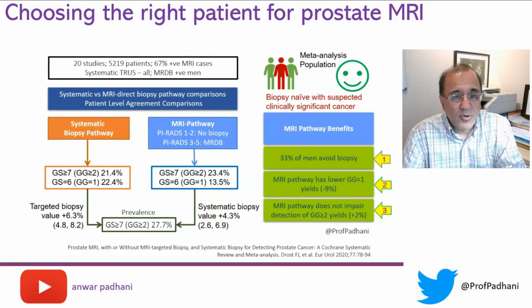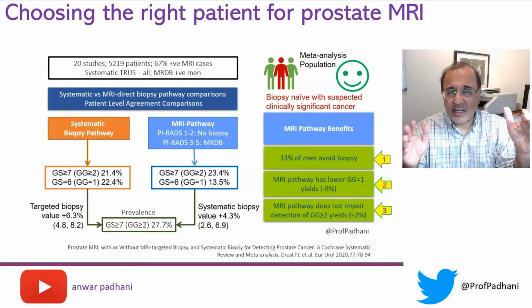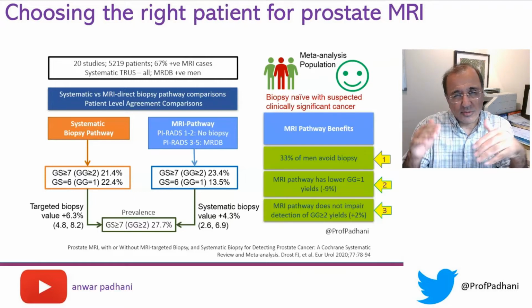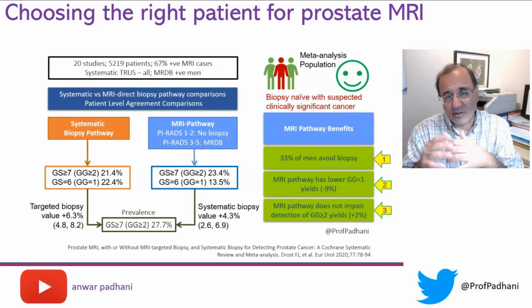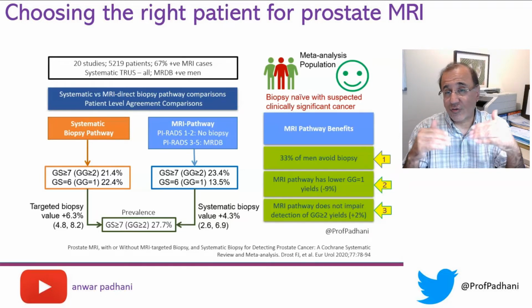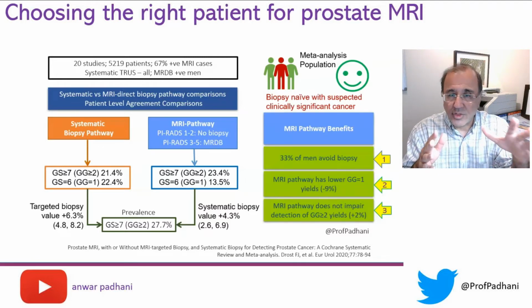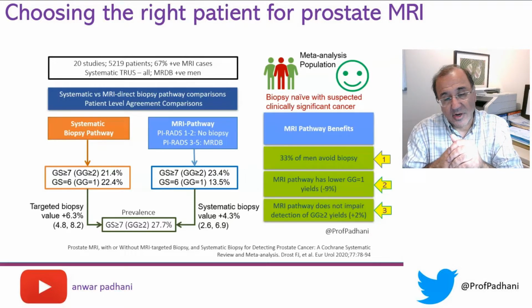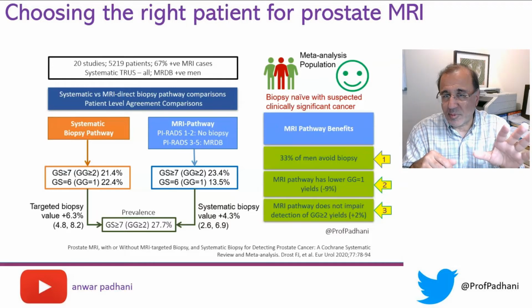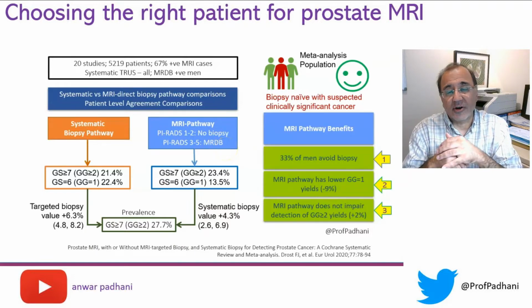You'll see how the detection of clinically insignificant cancers reduces by an average of about 10% in absolute terms. And you can see that the detection of clinically significant cancers is not impaired. So it's non-inferior to the systematic biopsy pathway. And remember, the MRI pathway is no biopsies for people who have a negative MRI and a targeted biopsy alone for men who have a positive MRI.